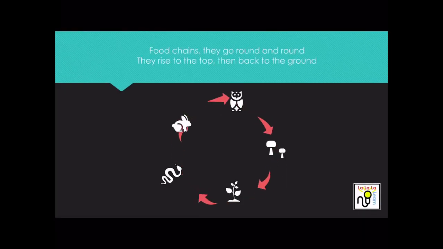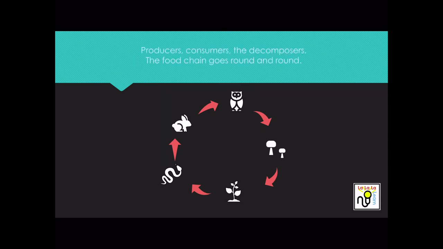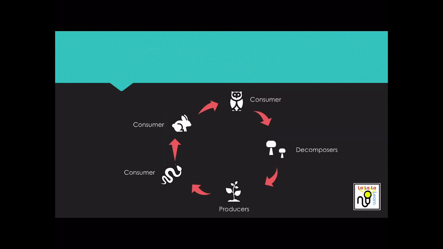Food chains that go round and round, they rise to the top then back to the ground. Producers, consumers, decomposers, the food chain goes round and round.